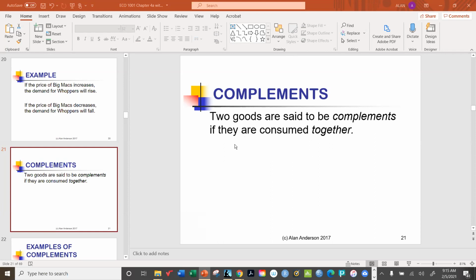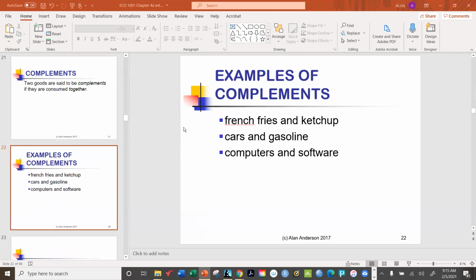And I'm sure, again, you can think of a million examples like French fries and ketchup. Cars and gasoline. Well, your car wouldn't be worth very much without gasoline. Computers and software. There's all kinds of things you can think of where you tend to consume them together.